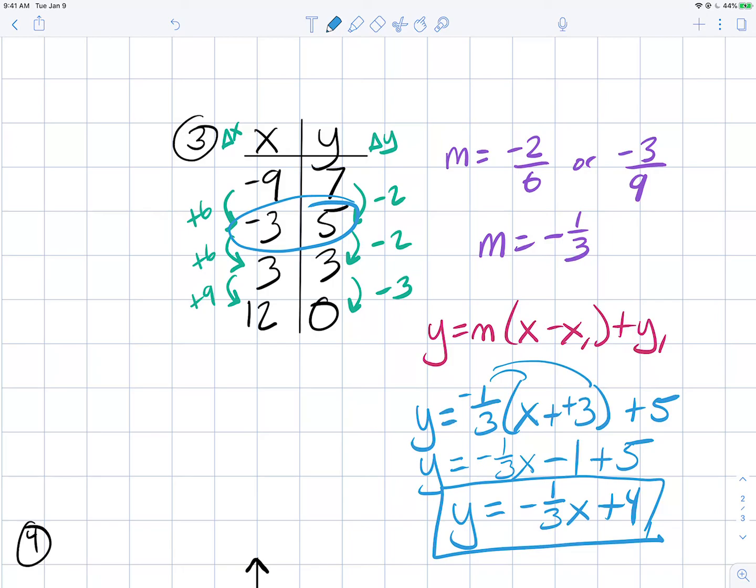Now, if you come across a table of values where you're doing your slopes and you come up with your fractions and your fractions are not equal, there's two options. First, double check your math. And second, if your slopes aren't the same, it's not linear. It's not a line. So you might come across one of those. It doesn't always have to be a line just because it's a table of values.